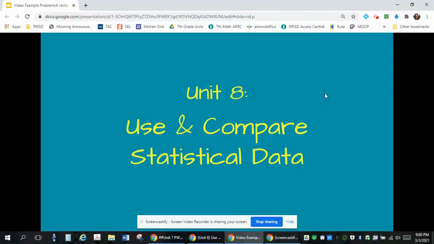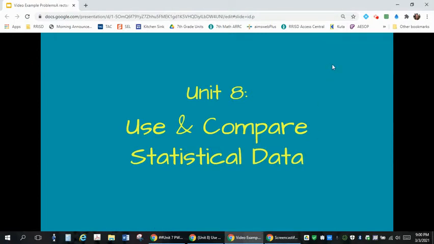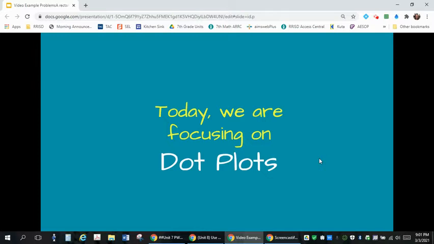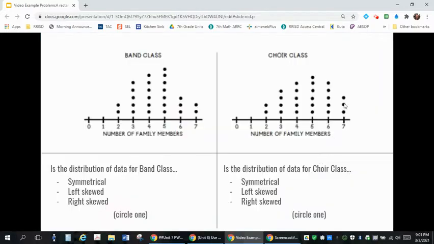So Unit 8 is all about using and comparing statistical data, which is something I've been doing for many years in math now. Just as a reminder, there are multiple representations of data. We have dot plots, box plots, bar graphs, and circle graphs. Each representation provides different types of information. Some of it overlaps, but we are going to remind ourselves what information we can get from these representations and then start comparing them. Today we're focusing on dot plots, and we'll get to the point where we can start comparing the information provided between two dot plots. So let's start with our first problem.